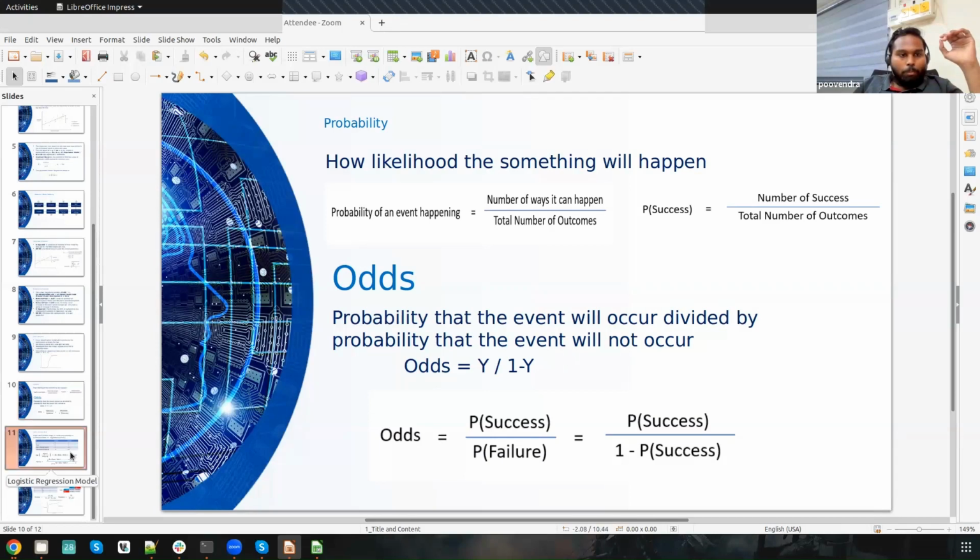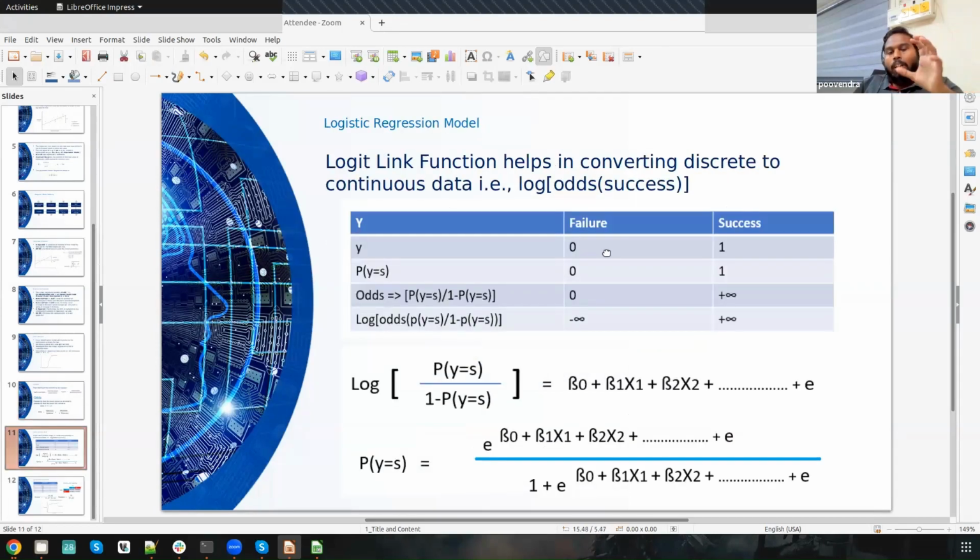From here, if you look at it, we have data with zeros and ones. I need to convert this discrete data into continuous data from minus infinity to plus infinity, so that I can predict my values easily with the help of a line. Y is the output: failure is 0 and success is 1. This is the data.